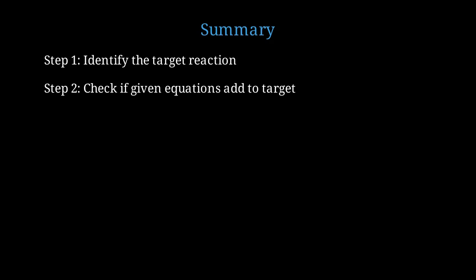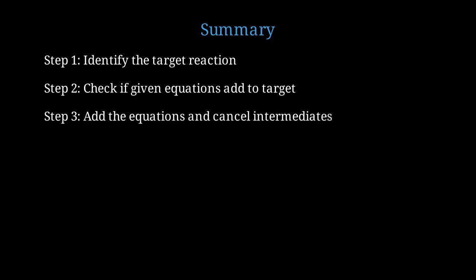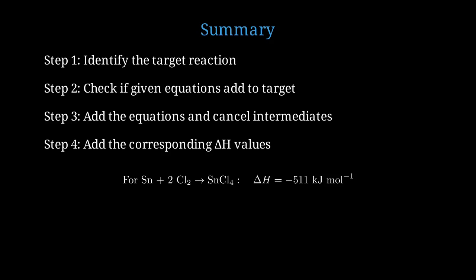Let's summarize the key steps for solving this type of problem. Step 1. Identify the target reaction whose enthalpy change you need to find. Step 2. Check if the given equations can be added together to produce the target reaction. Step 3. Add the equations together and cancel any intermediate species that appear on both sides. Step 4. Add the corresponding enthalpy change values to get the total enthalpy change. For the reaction of tin plus 2 moles of chlorine gas forming tin tetrachloride, the enthalpy change is negative 511 kilojoules per mole.